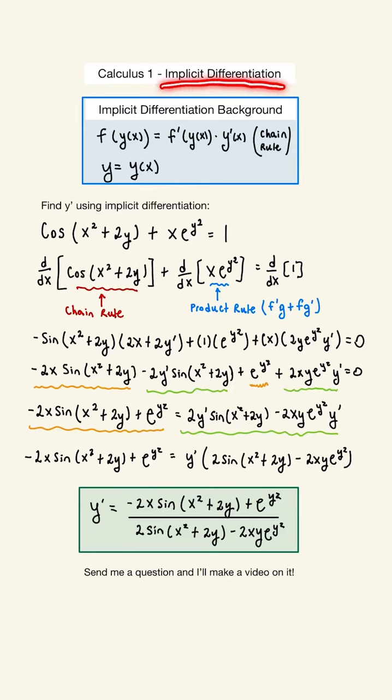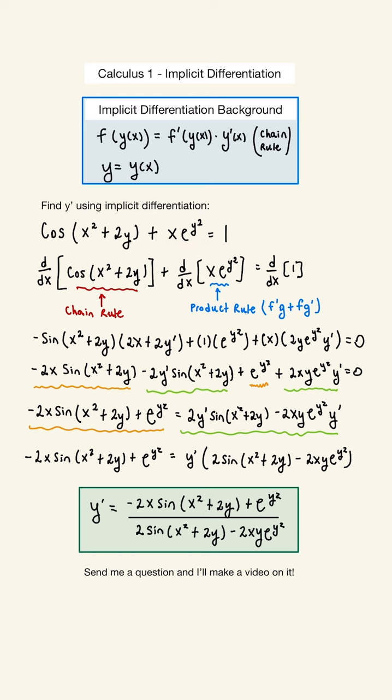Here we have another implicit differentiation example problem. So we want to find y prime by using implicit differentiation. So our example problem, we have cosine of (x squared plus 2y) plus x e to the y squared, which is going to be equal to 1.